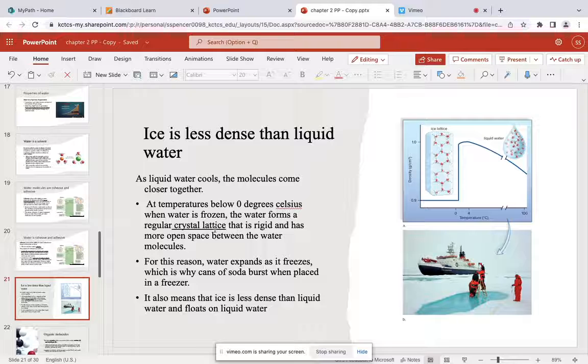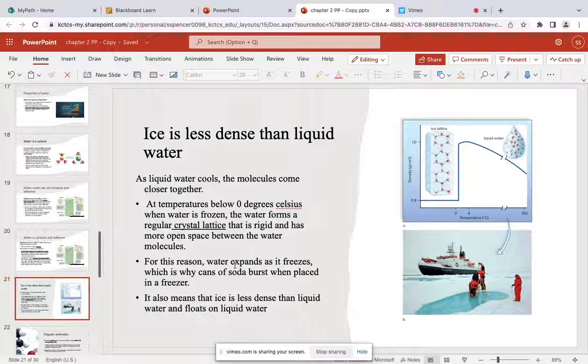This is actually why, let's say you put a bottle of pop in the fridge and it begins to freeze, over time, if you just leave it there, it's going to bust. It's because of this crystal lattice formation. Usually when things freeze, they become more compact, they get tighter, more dense. But actually ice is less dense than liquid water. And this is due to that crystal lattice formation. So things are going to expand whenever they become frozen.